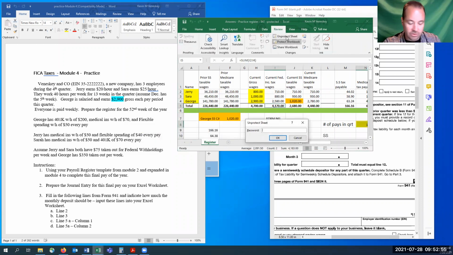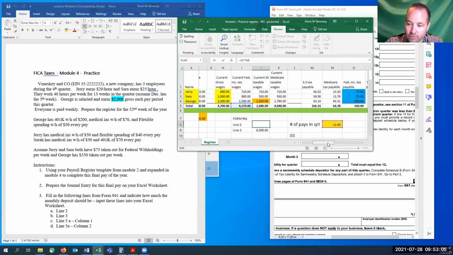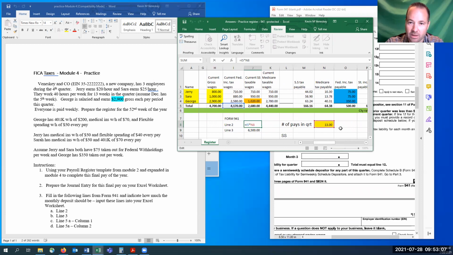I'm going to unprotect this so you can see the formulas. So all I did is I took the current federal income tax wage, and hopefully you have this set up nicely in your template. 6,500.